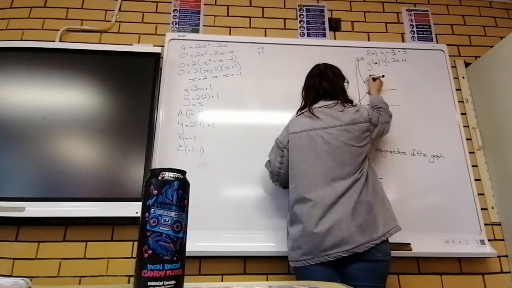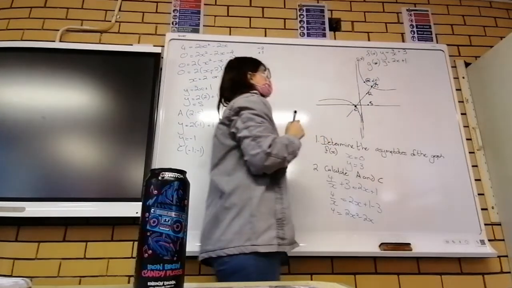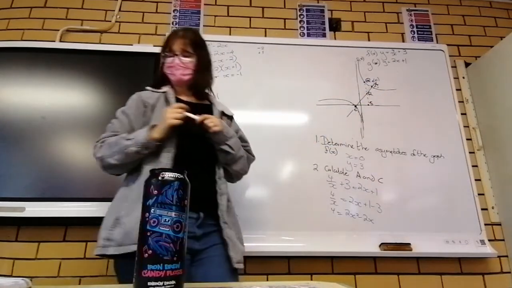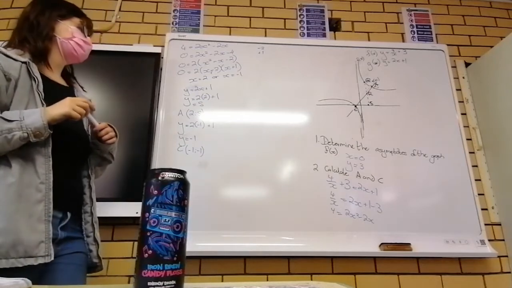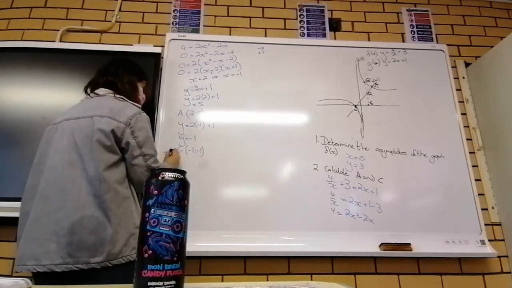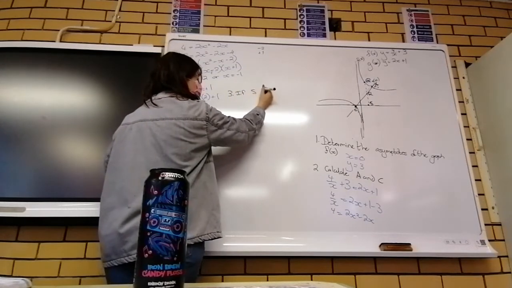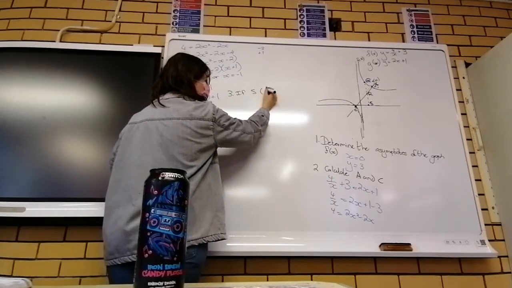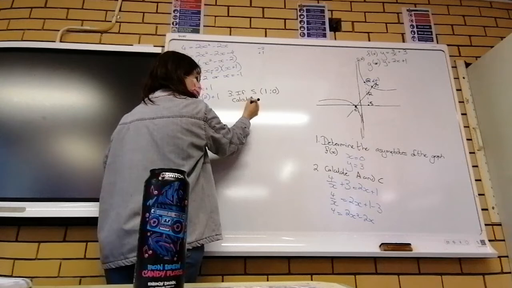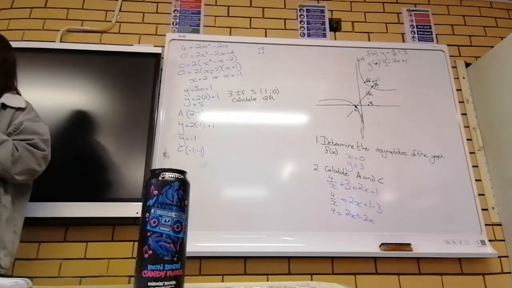S, R, Q. All right, and these all line up. So if I say S is the point (1, 0), number 3 says, I'm just going to write number 3 over here: if S is (1, 0), calculate QR. So I have to calculate the distance QR.